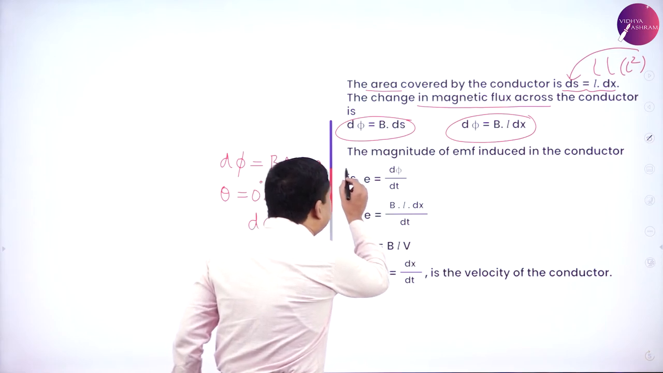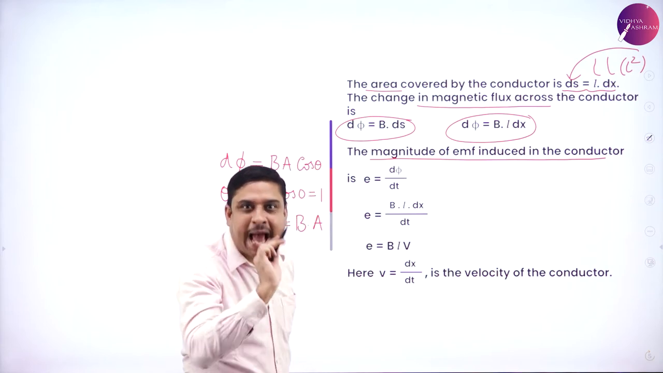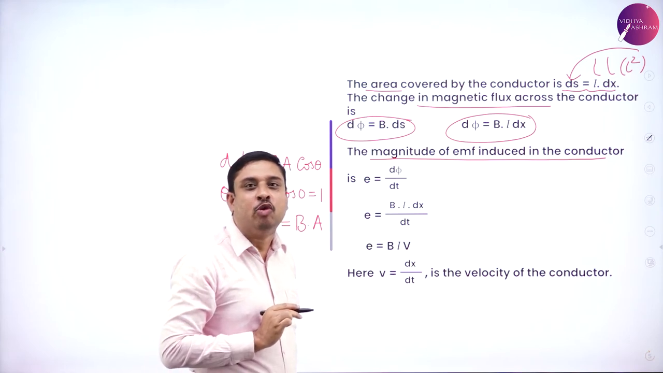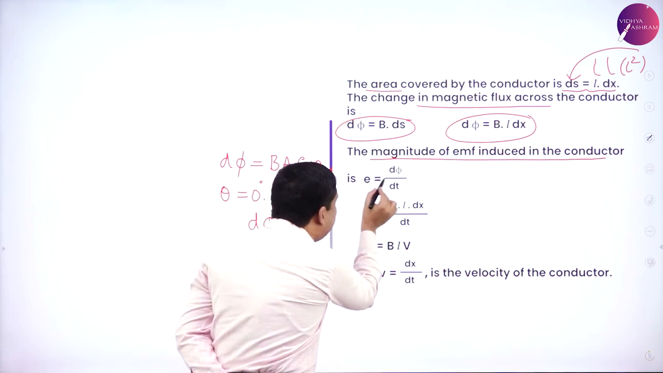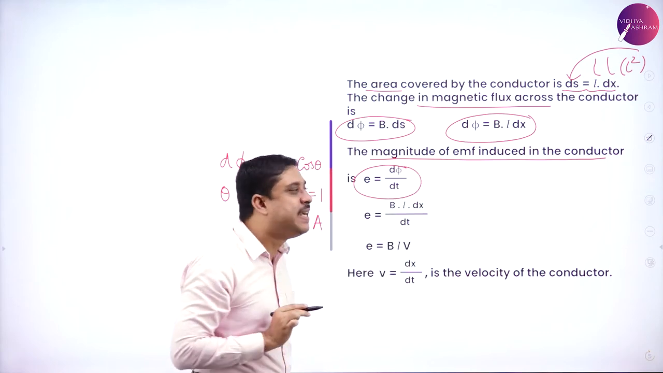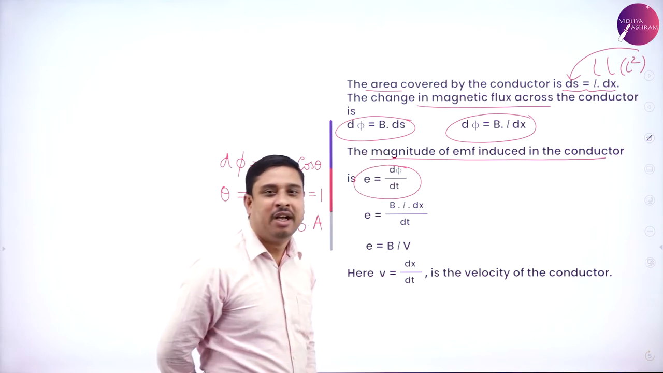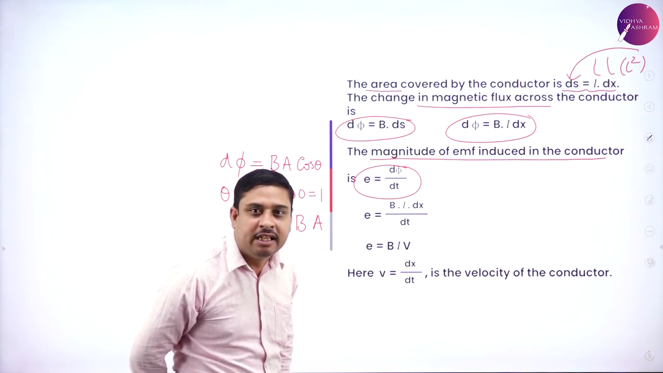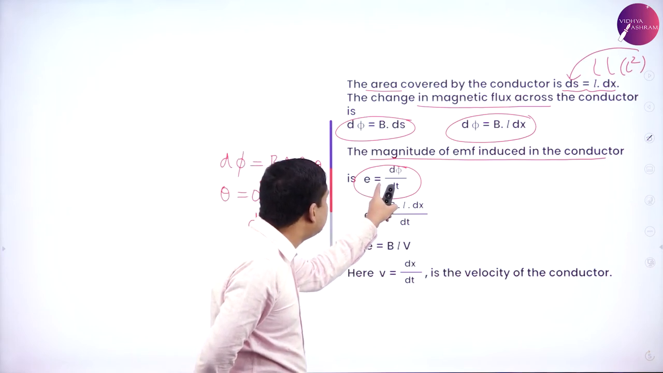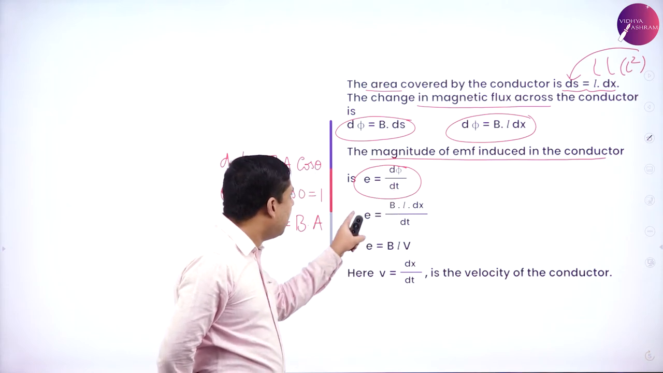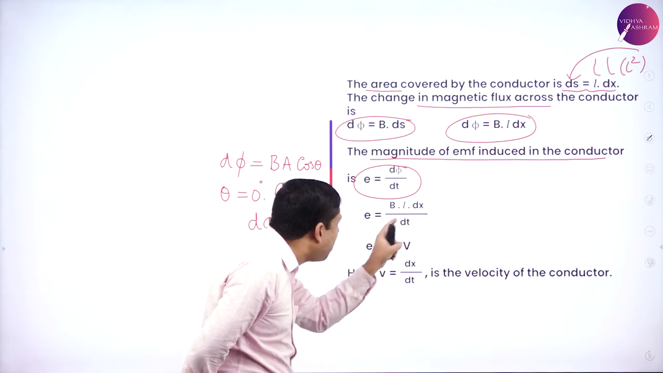Now, the magnitude of the induced EMF in the conductor. How do I calculate the magnitude of induced EMF? Sir, which law was that? Yes, sir, Faraday's second law, E equals d phi by dt. I am calculating the magnitude of EMF induced in the rod. How will I do that? Faraday's second law, E equals d phi by dt, or E equals B L dx by dt.